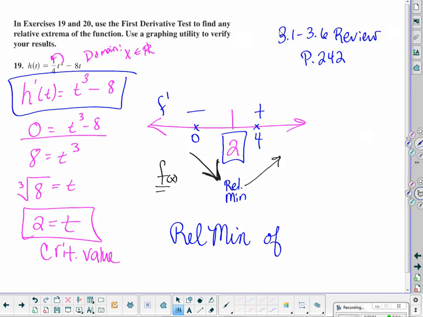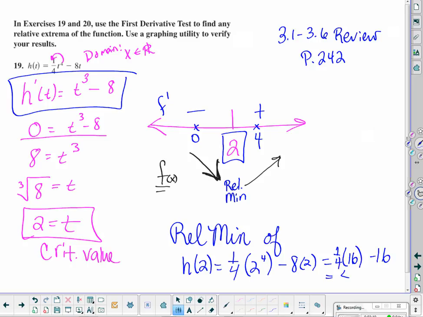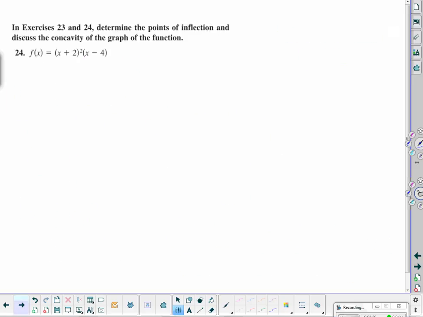of, in order to figure out what its y value is, plug it into the original. h of 2 gives me 1/4 of 2 to the 4th minus 8 times 2. That would be 1/4 of 16 minus 16. 1/4 of 16 is 4 minus 16. Looks like this is negative 12, a relative min of negative 12 at, now we can speak to the location, at t equals 2. Problem is done.